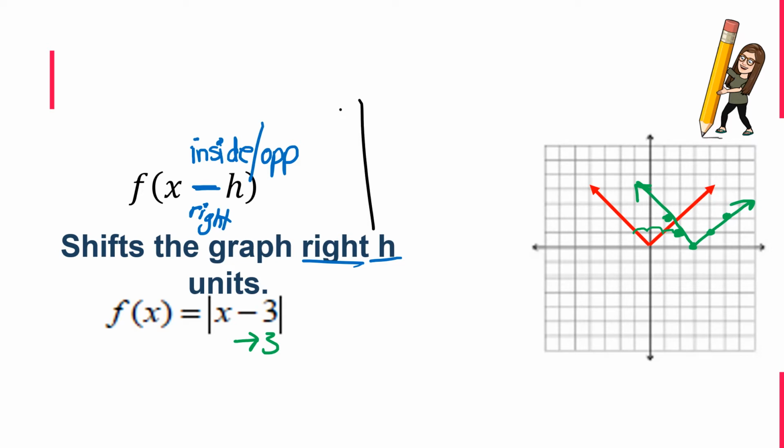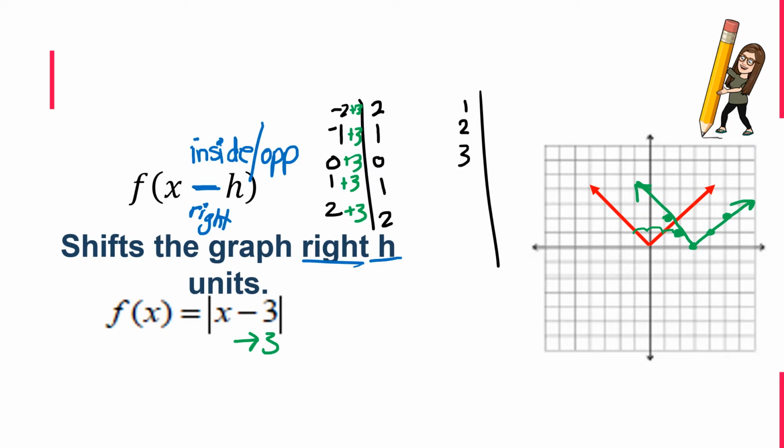Now let's talk about the parent table. So we're going to keep using this. We'll tie it all together in the end. That parent function, it says horizontal shift. That means I'm going to add 3 to every x value, horizontal, which creates the graph that we drew in green. See how that matches up?